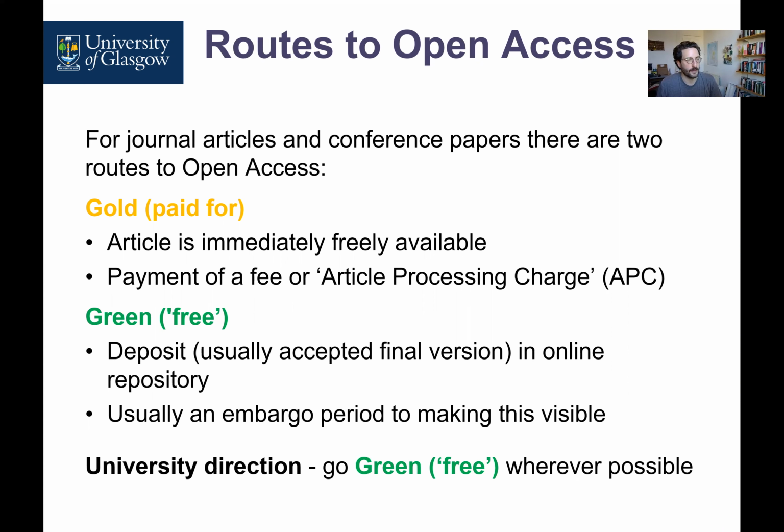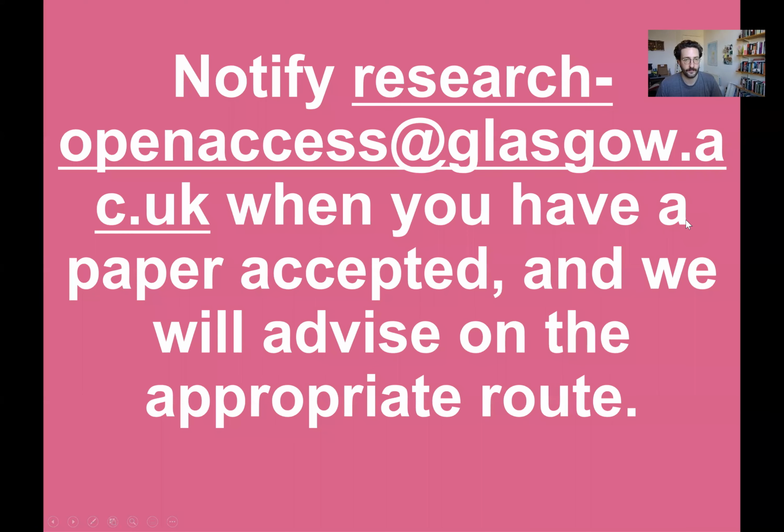Some journals don't automatically publish articles open access, but they allow authors to deposit the final accepted manuscript in an online repository where it can be made open access after an embargo period of up to 2 years. These journals can sometimes make articles open access immediately, but apply a processing charge for this. We call it gold open access where it's paid for and green when it's free. The university's approach is to take the free route wherever it's possible to do so.